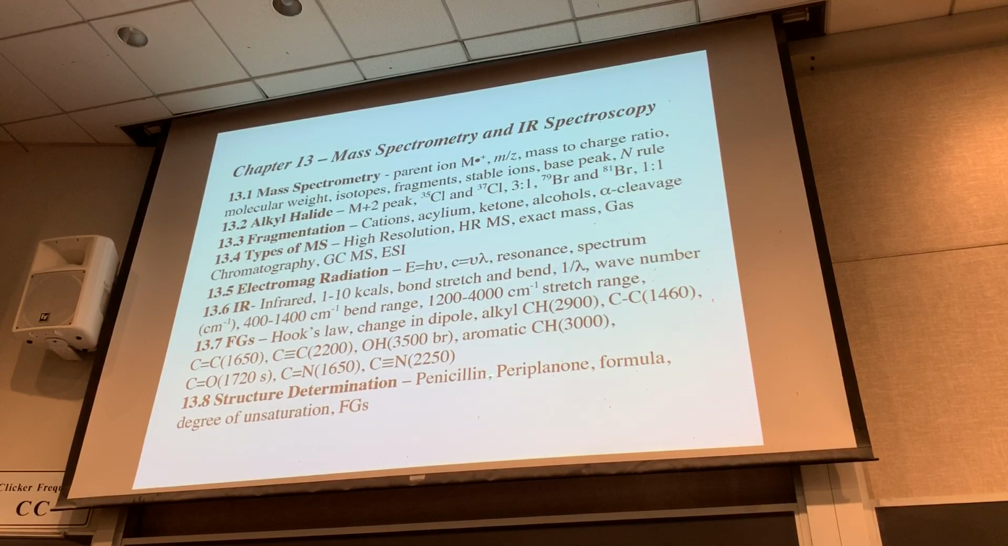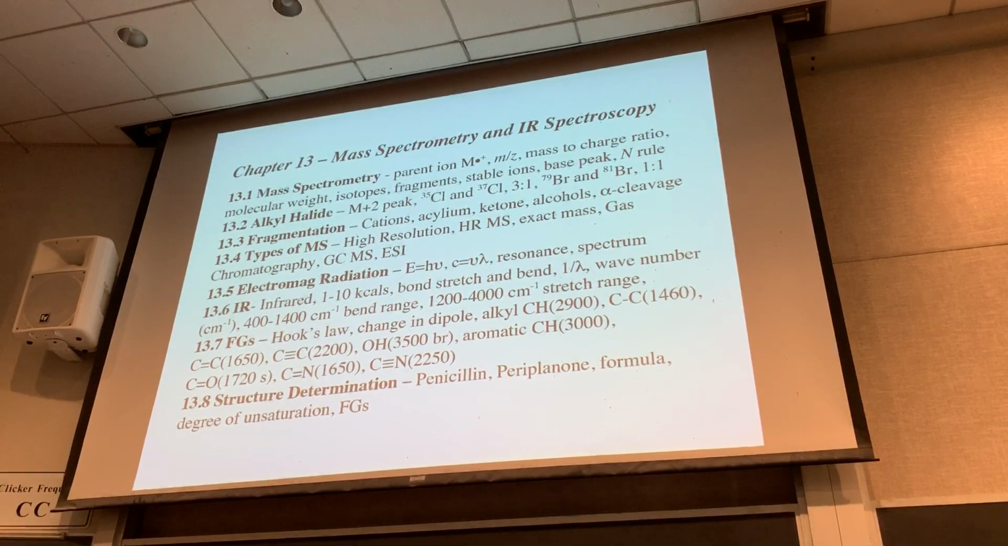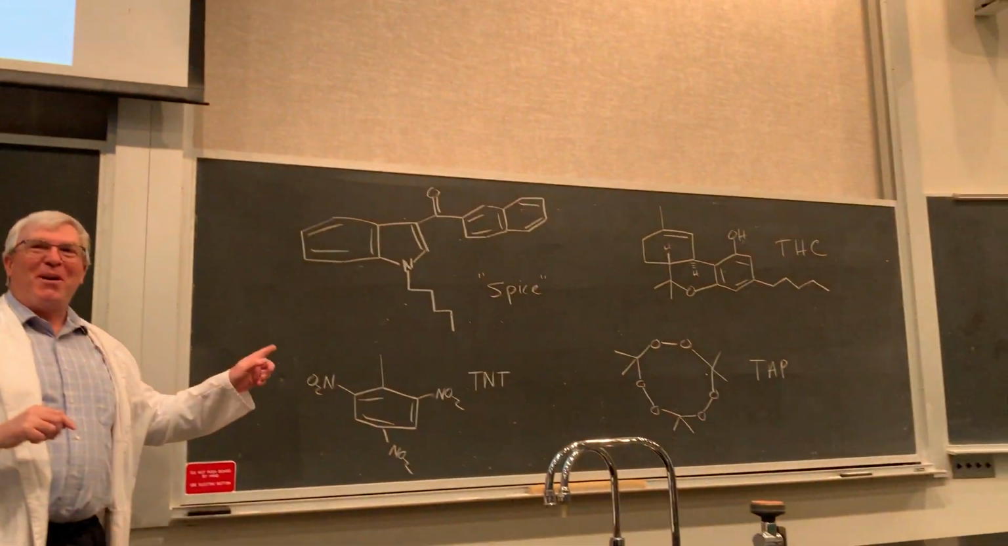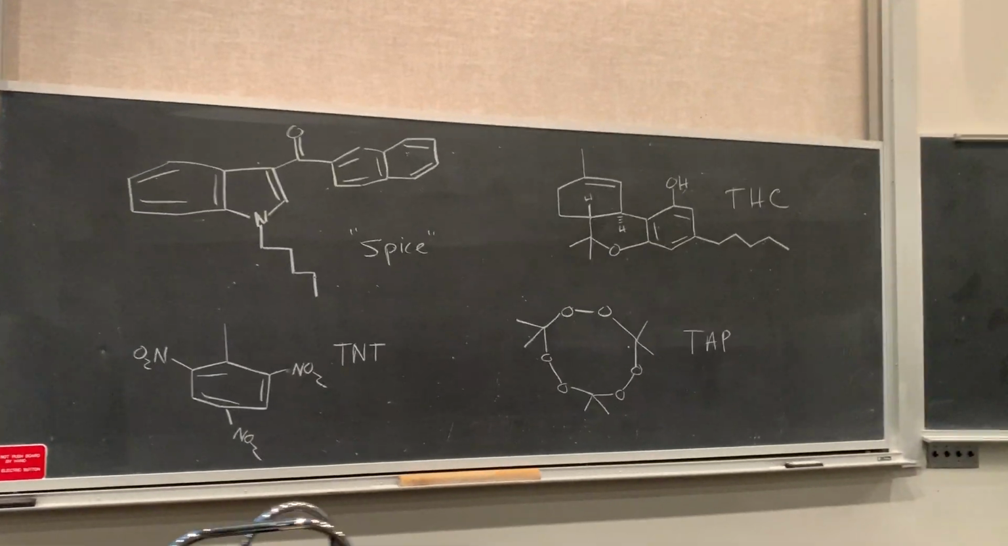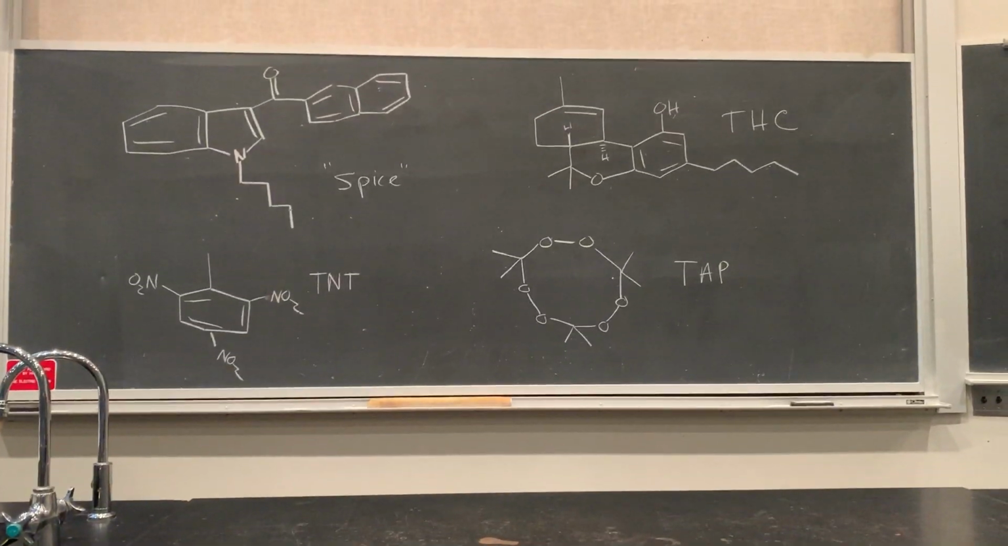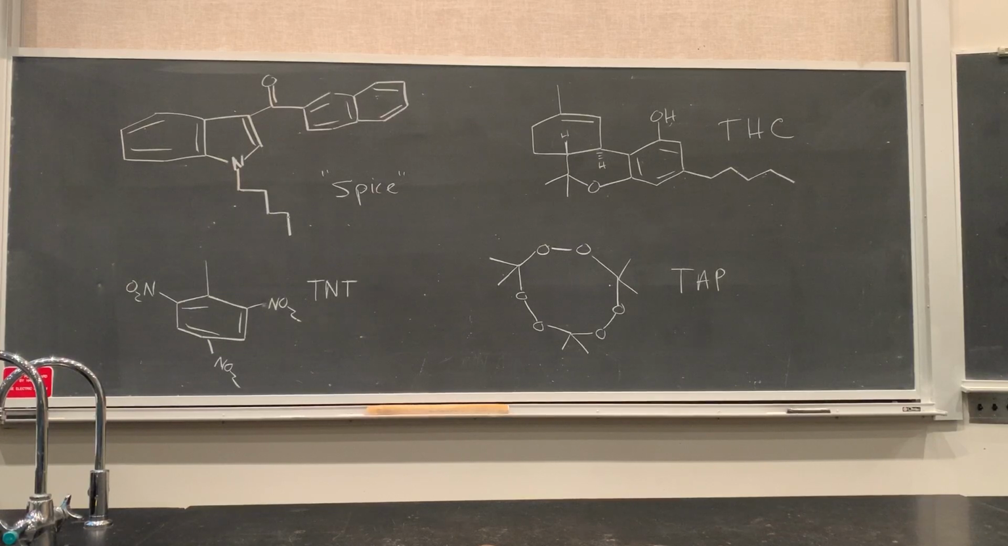We'll have a couple applications here: penicillin, periplanon, the molecular formulas, degrees of saturation, and what functional groups are present. So we use different combinations of analytical tools to determine the structures of different compounds. So that's the outline. Before we get into the details of mass spec and IR, let's go over here and look at some practical examples. Why is this important? Why do we need to know what the structure is, and how do we get there after all? And what are some examples of molecules we can figure out?